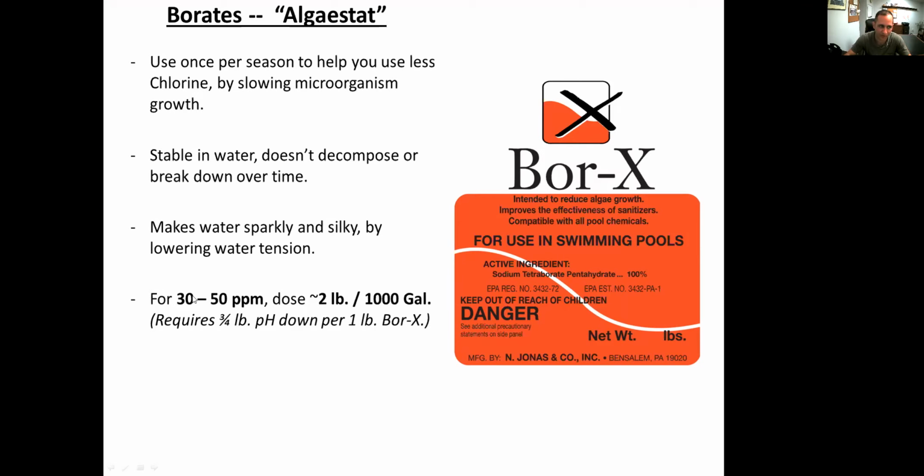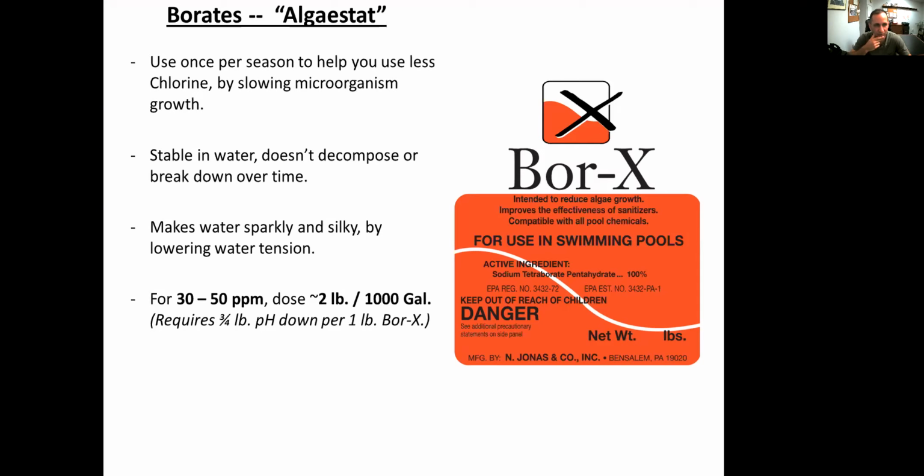So the recommended dose for borates in the water, and you can test it either with Spin Lab, which has 4330 and 4331 discs, both test for borates. We also have test strips that you can test borate levels. So you want to have between 30 and 50 ppm, which ends up being about 2 pounds per 1,000 gallons. And it'll raise the pH. So you need to add about 3/4 pound pH down per 1 pound of borax. So it is a lot to add.